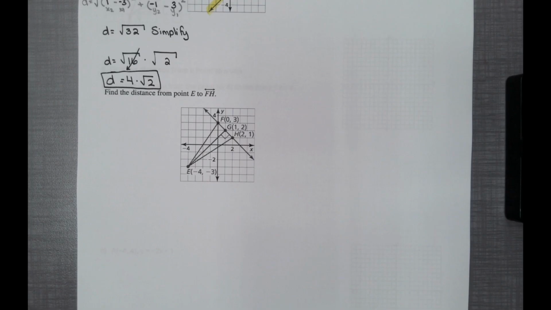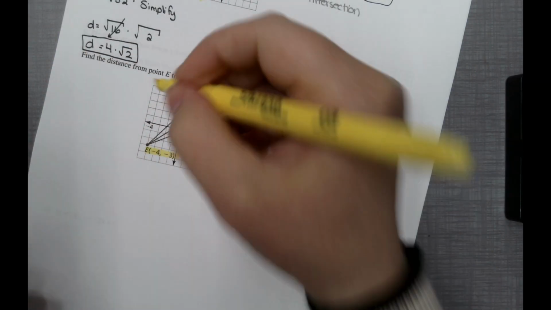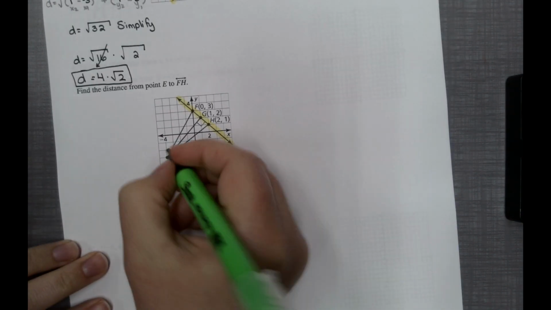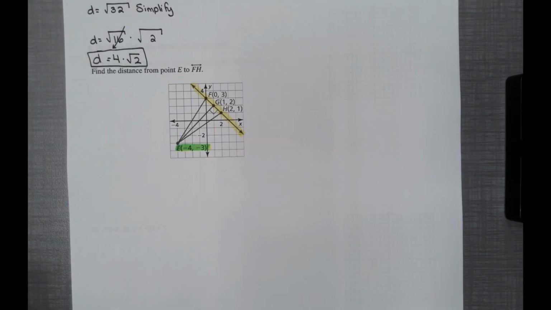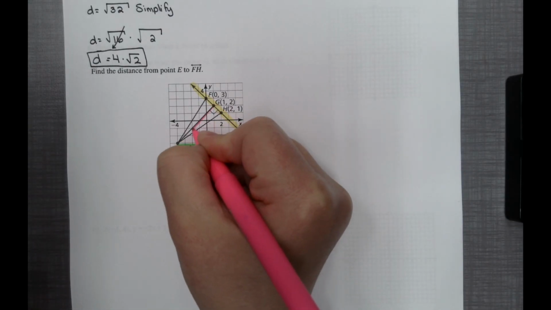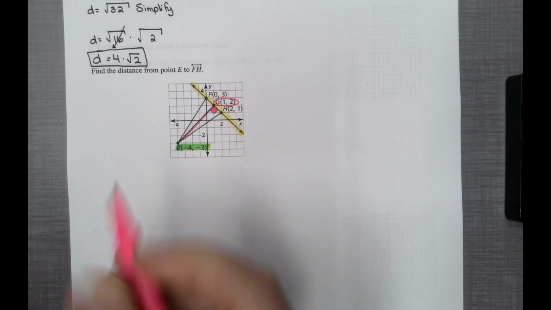Find the distance of point E. So here's E. And point, or I guess line, FH. Line FH is this one right here. Let me make this green or orange, I guess now. Nope, still green. We know what the point of intersection is going to be. It's going to be G. How do we know that? Well, it's kind of given to us with the right angle here. So G is going to be our point of intersection.